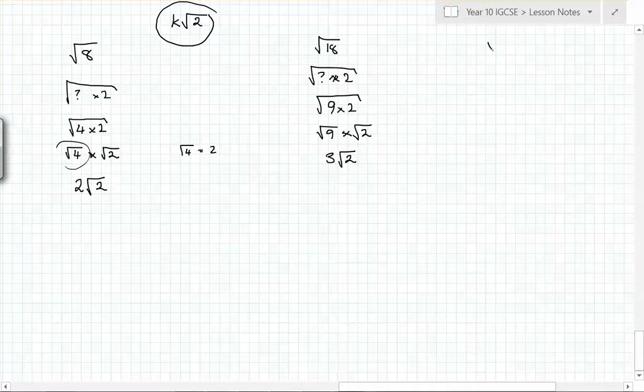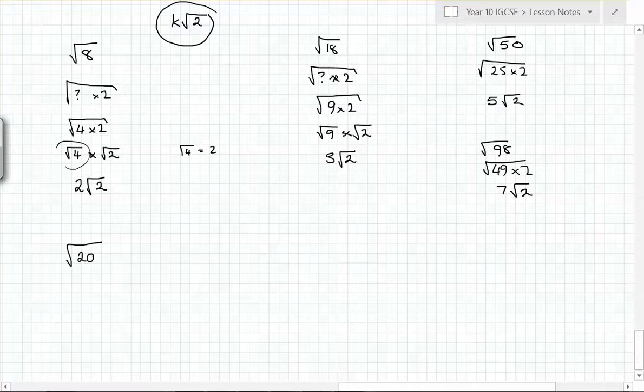So C, for instance, root 50, we just go straight for, but it's 25 times 2, which means root 25 is 5, and it's root 2. Simple as that. Root 98 is what times 2? So we divide it by 2 and we get 49. It's going to be a square number, isn't it? So then it's 7 root 2.